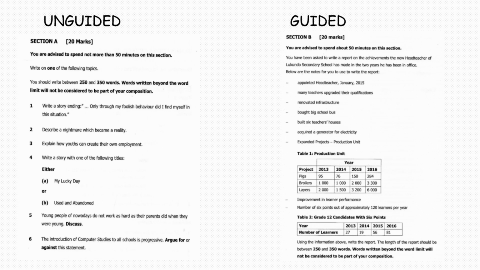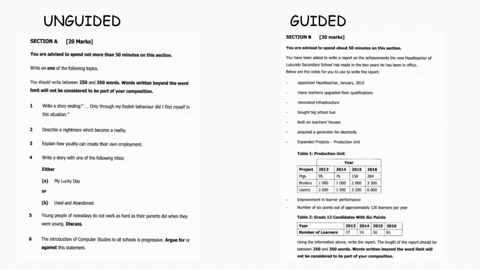In section A, we have the unguided composition, and then for section B, there's a guided composition. For section B, you'll be given points on what to include in a composition, hence the name guided composition. Let's look at this example. You have been asked to write a report on the achievements the new head teacher of Lukundo Secondary School has made in the 2 years he has been in office. Below are the notes for you to use to write the report.